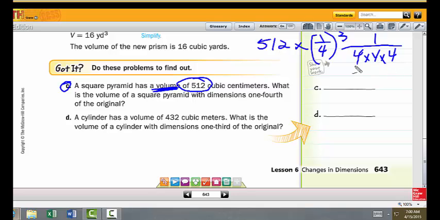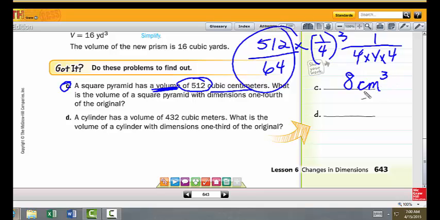So we would end up with 512 over 64. This is what our answer would be. And if you do the math, that is 8. And we're looking at centimeters cubed. 8 cubic centimeters.